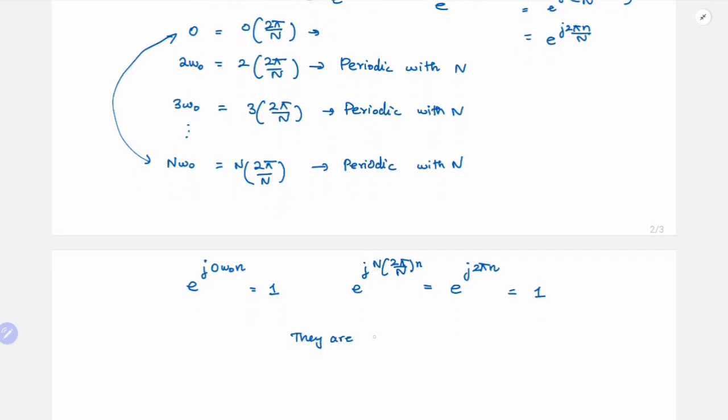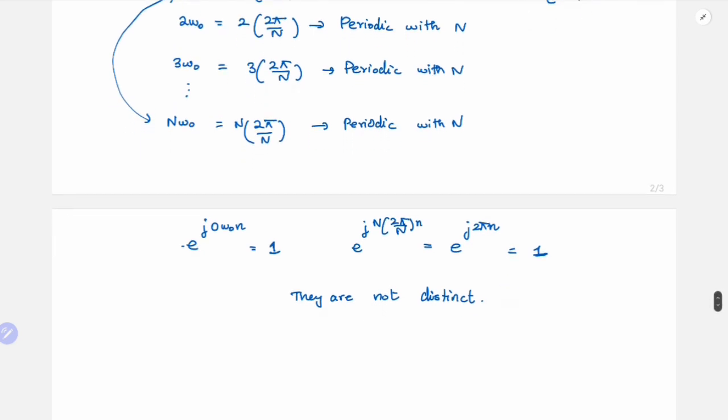They are not distinct, because for all the n values this is going to be equal to 1 and this is also equal to 1, right? But in the continuous time case, since this n was replaced with t and t is a continuous variable, we have this varying form. It is not going to be 1 everywhere, right? So we didn't have that distinction there in continuous time. But in discrete time, since n can only take integer values, you can see e power j 0 omega naught n and e power j N into 2 pi by N into n are going to be the same, and they are not distinct.